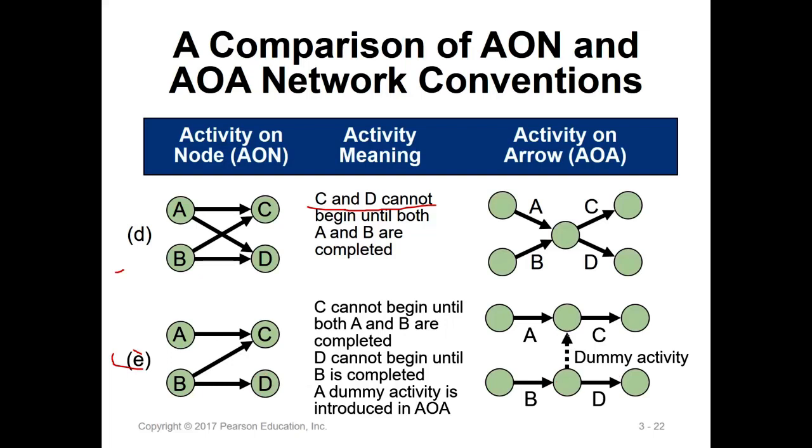But this one, A and B, they are the prerequisite of C, there is no arrow. They have to add the arrow to represent B to C. They call this the dummy activity, and it's so confusing. It's so not easy. I just ignore this.